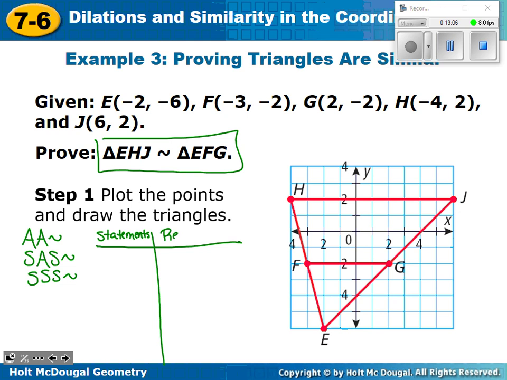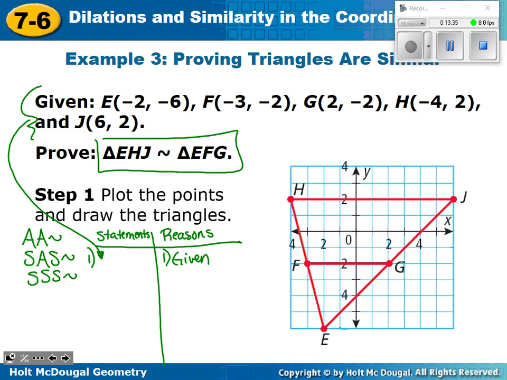Statements and reasons. Number 1 is just, we're given all of those points. I'm not going to rewrite all those points, okay? But I'm just going to put a little arrow here. If it's on your homework, you'll have to write all the points. But for time purposes, I'm just going to draw an arrow. You would have to just list all those.